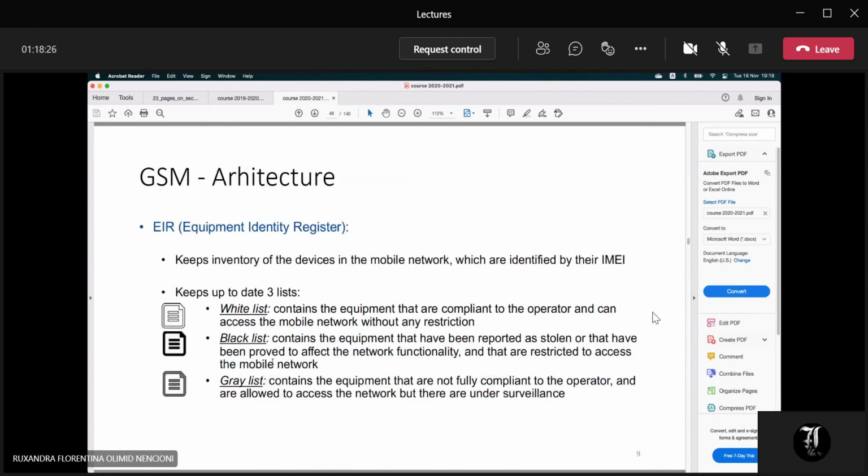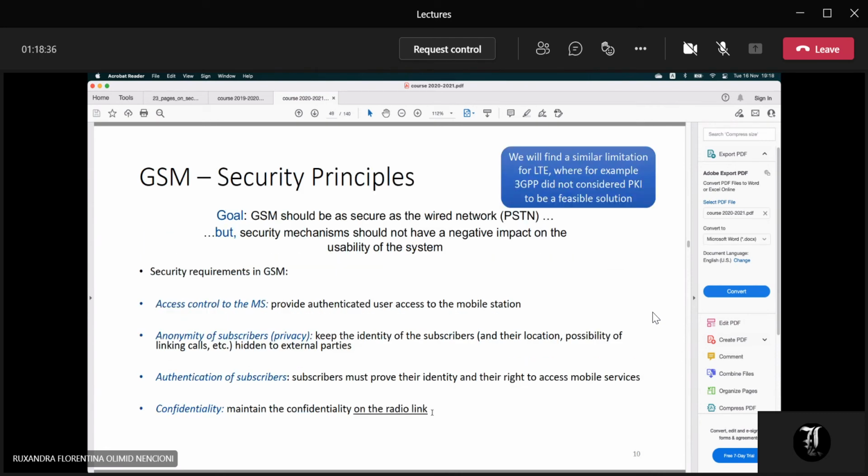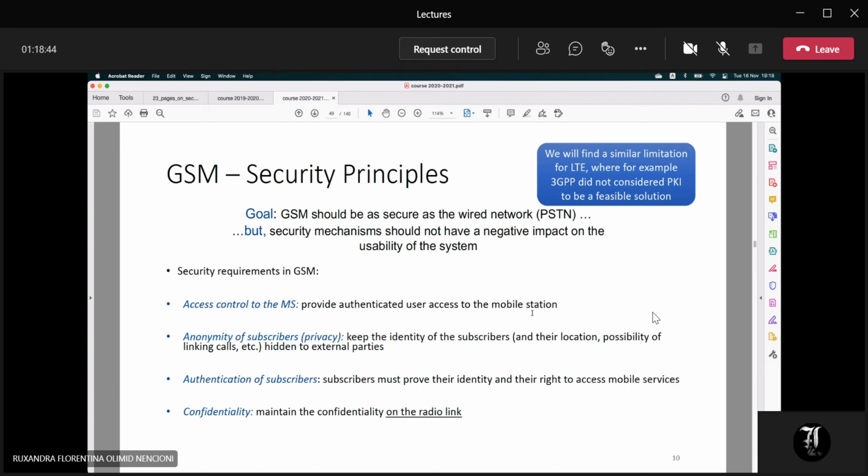Here is the list that I was telling about. If we think about the IMEI, the identifier of the device, when it's stolen, I can put it in a blacklist or something like that. What is important in the GSM principles? So what did they want to do in GSM, in terms of security principles?